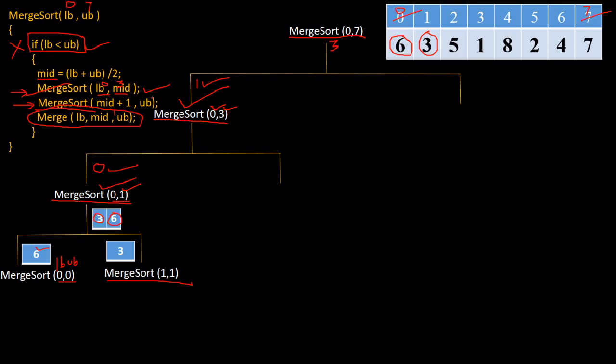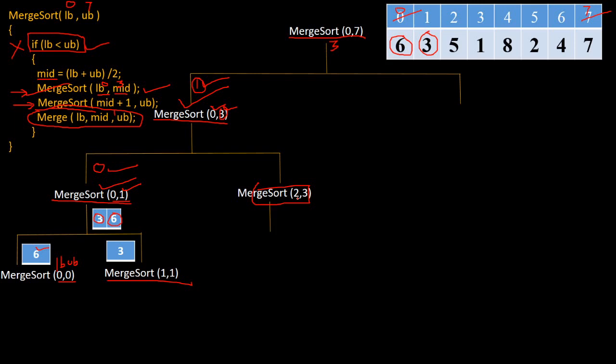Merge sort mid plus 1 comma ub. How much is mid plus 1? Mid is here 1. How much is 1 plus 1? It is 2. And how much is ub? Ub is 3. So here it should be merge sort, what should be here? 1, sorry, 2 comma 3. Right, here you got 2 comma 3.